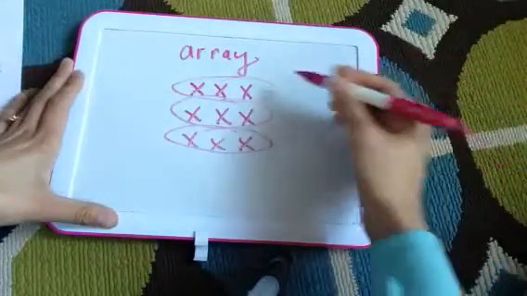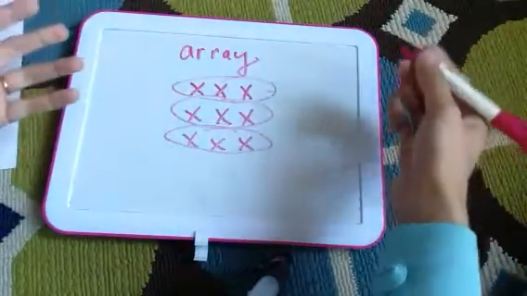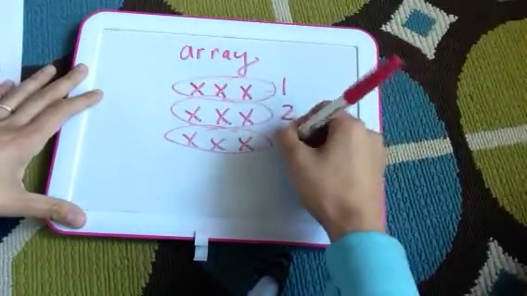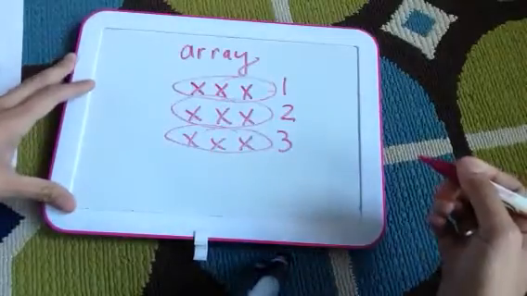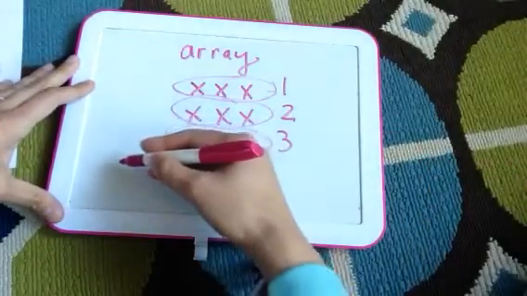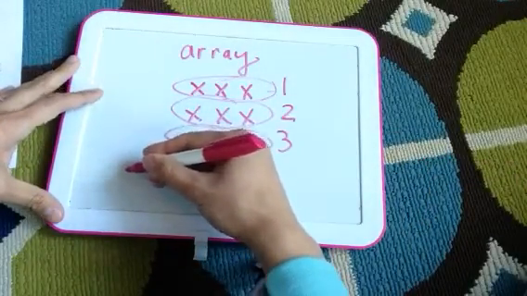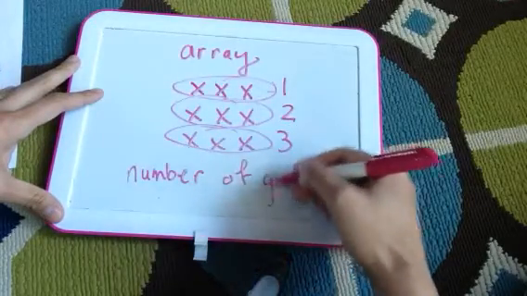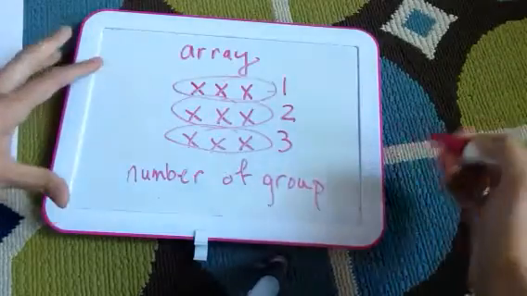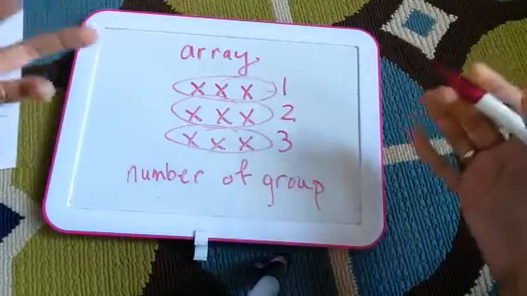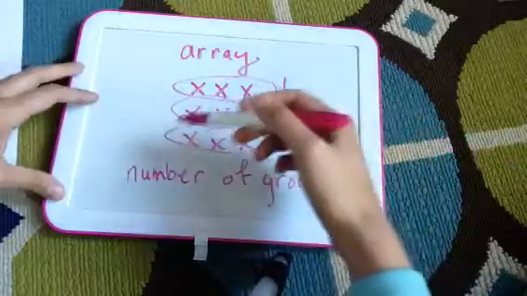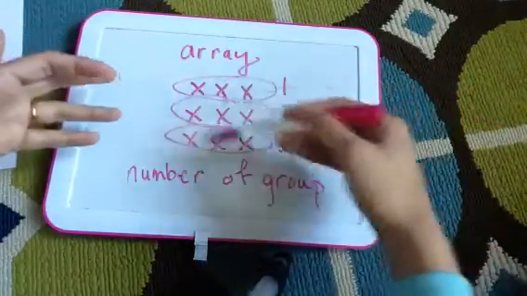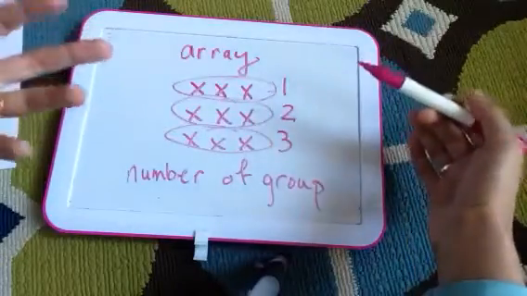And we are usually asked how many rows are there. So you literally have to just count them. 1, 2, 3. There are 3 rows in this array. And that we are going to refer to as the number of groups. You can think of a row as the same thing right now as a group. So there are 3 rows, or the number of groups in this array is 3, okay?